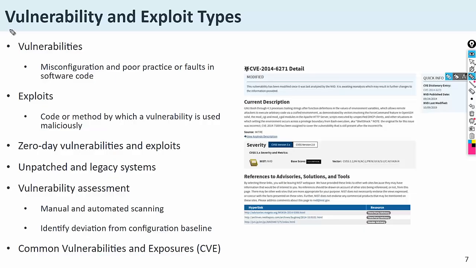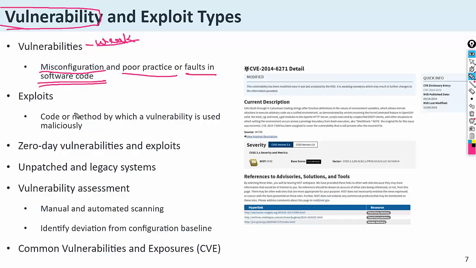So now the question is vulnerability. What is a vulnerability? We have discussed vulnerability. A vulnerability is nothing but a weakness, a weakness in a system or a misconfiguration, poor practice, or any type of fault in the cyber code or software code. In this case the vulnerability exists, like a misconfiguration.